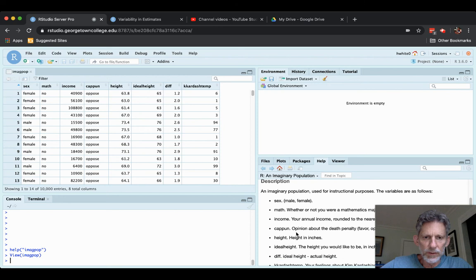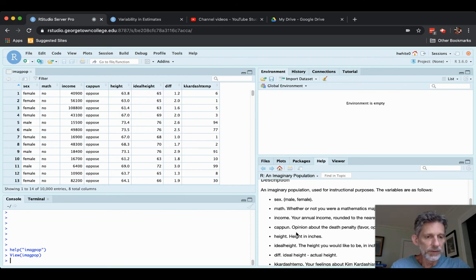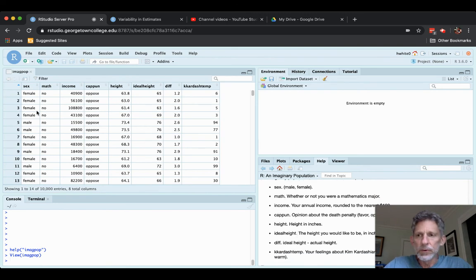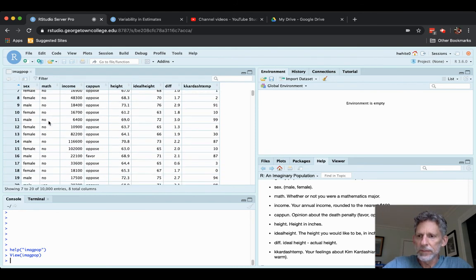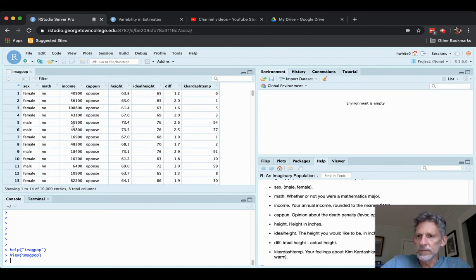Okay, so the help tells me that this is just an imaginary population. It's not real data taken from anywhere. Every row here in the view is an imaginary person in this population, and we've recorded various variables on each person: their sex, male or female, whether or not they are math majors, lots of no's there, oh, there's a yes, their income in dollars, I guess, in a year. Kapun is whether or not the person favors or opposes capital punishment. Height in inches, the height they would ideally like to be, the difference between those two heights, and KKardashTemp. So this is your feelings about the celebrity Kim Kardashian on a scale from, I think it was going to be 0 to 100, where let's check the help here.